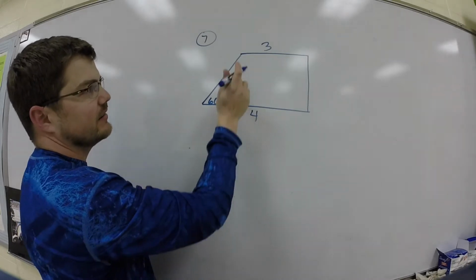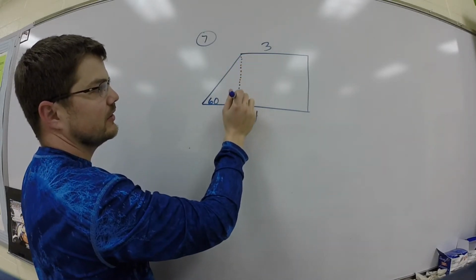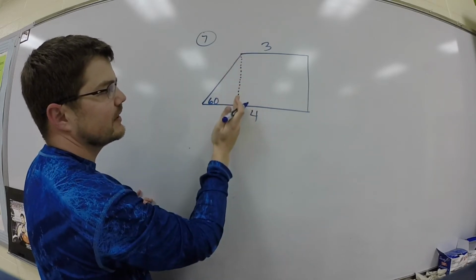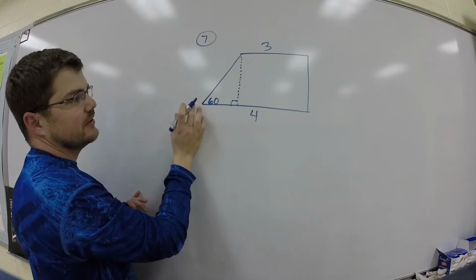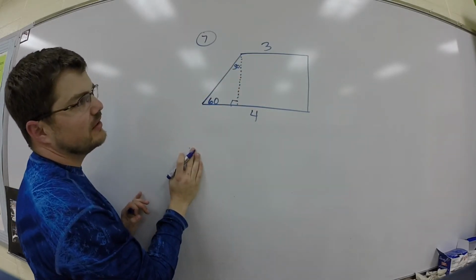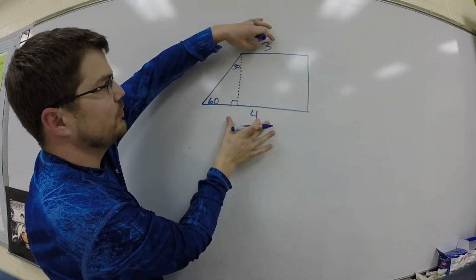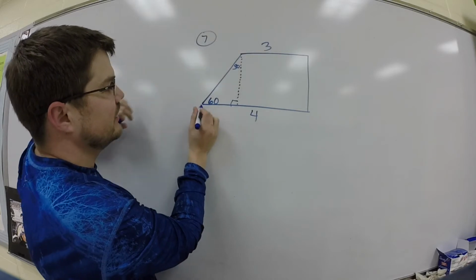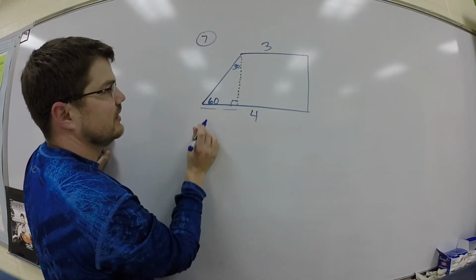We don't have the height, so we have to find it. So let's draw us a little auxiliary line going straight down, and we'll focus on this right triangle right here. So this is a 30, 60, 90. And what we can do, we can use this length and this length, our two bases, to figure out the distance from here to here.